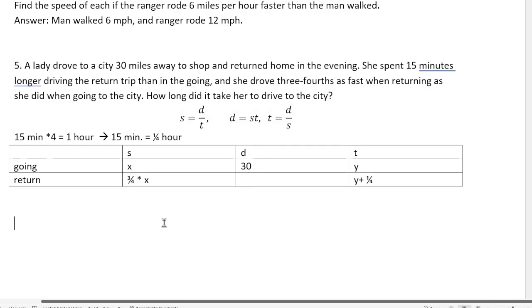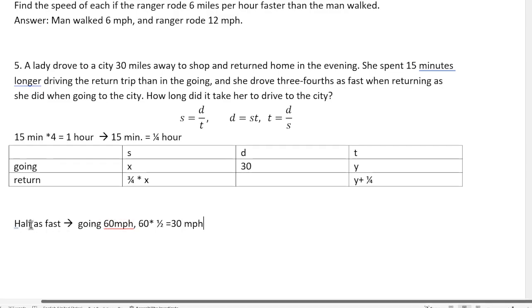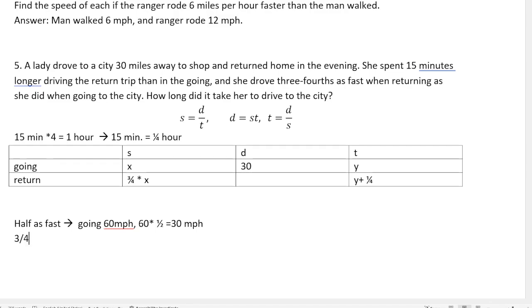So you have to think about what it means. So, for example, if it's like half as fast, what does that mean? That means if going was 60 miles per hour, then coming was half of 60, right? 60 times 1/2, so that gave you 30 miles per hour. That's how you calculate something when you say something is as fast.